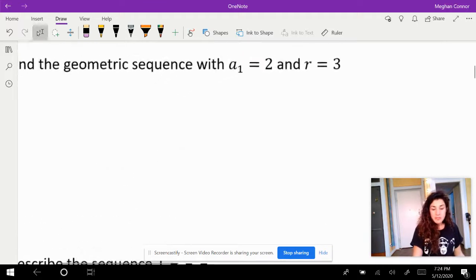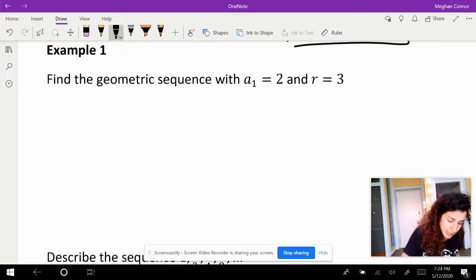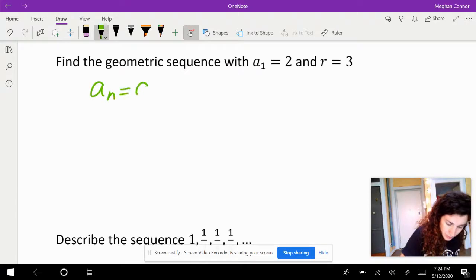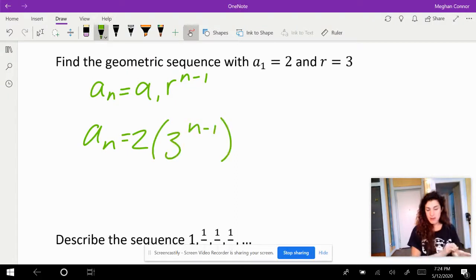Okay, so we're going to find a geometric sequence with our first term as that and our ratio as the other thing. So we can just put it all together. Write down your formula at the top first, always a good practice. A sub n equals a sub 1 times r to the n minus 1. So then a sub n is equal to 2 times 3 to the n minus 1. And there you go.